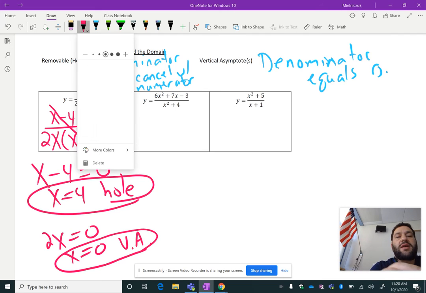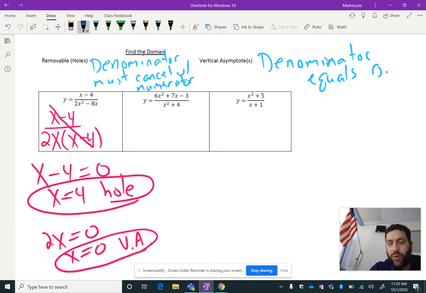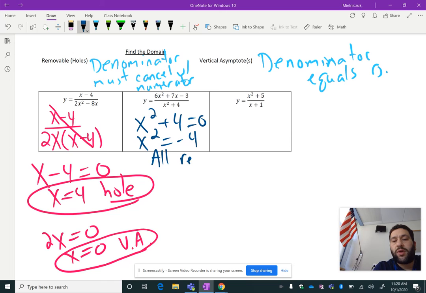In our second one, as we look through it, we could probably factor the top, but I don't think we need to, because if you look at the denominator, there's never a time when this will equal 0, because x squared would have to equal -4, and that doesn't work. So nothing cancels, nothing is set equal to 0. So our domain is all real numbers. Every single value we put in there will work.